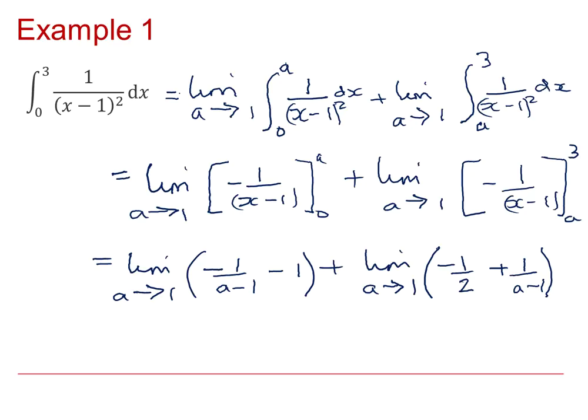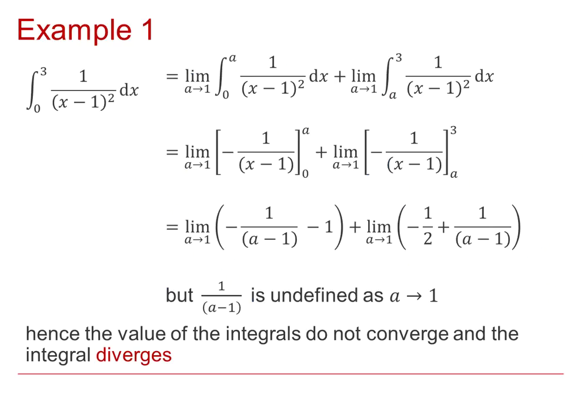Now 1 over a minus 1 is undefined as a tends to 1. So therefore it looks like both those integrals will diverge. So it is important to keep those integrals split and that as neither of them converge, we can say that the overall integral diverges.